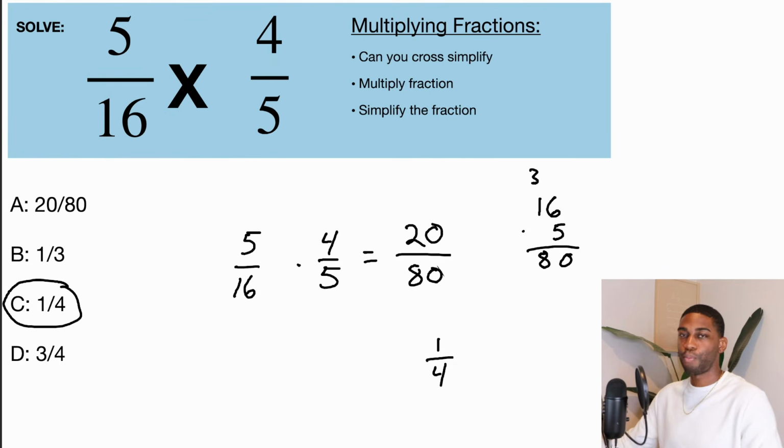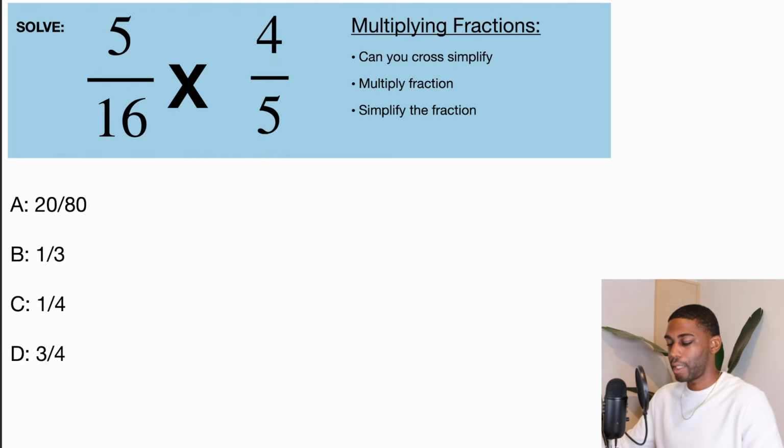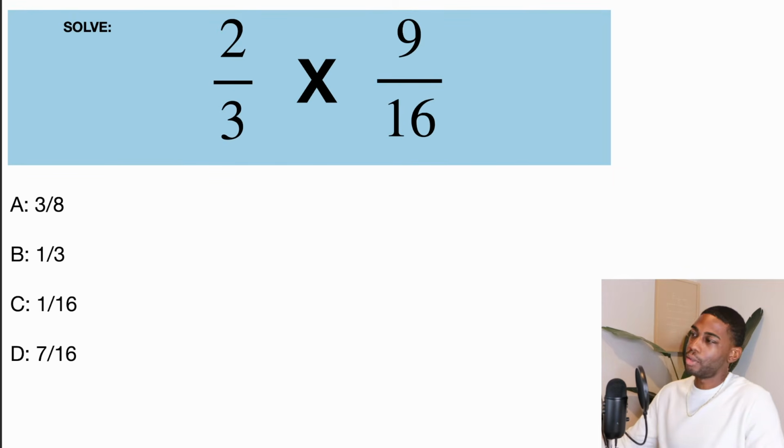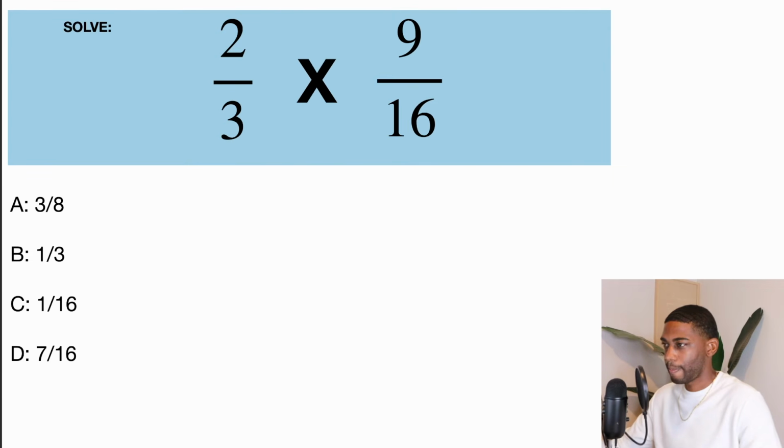I'm trying to preach this to you guys because cross simplifying was a tool that I came across coming up, and it helps me. It goes a long way, especially when dealing with fractions. Okay, cross simplify, cross simplify, cross simplify. All right, let's take the training wheels off actually, and let's dive into the next question. Okay, so let's cancel out our little cheat sheet up top, and let's see if we're able to do this on our own. 2 over 3 times 9 over 16, right? So 2 over 3 multiplied by 9 over 16.